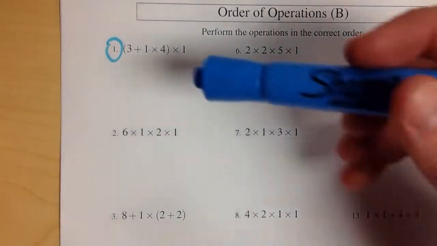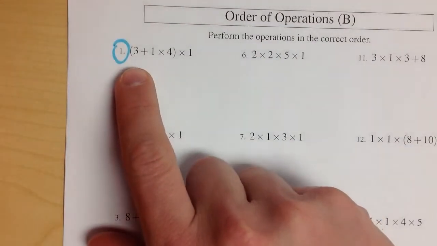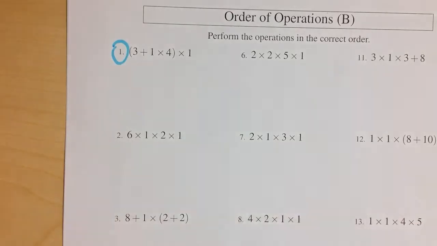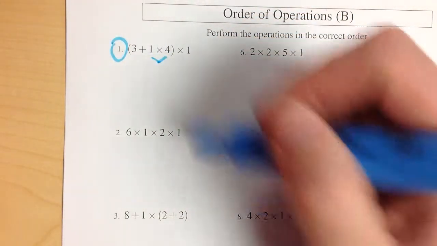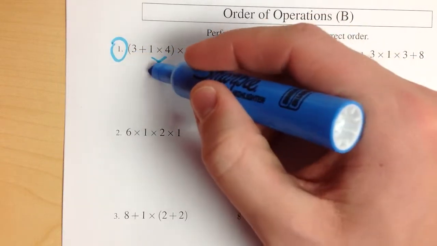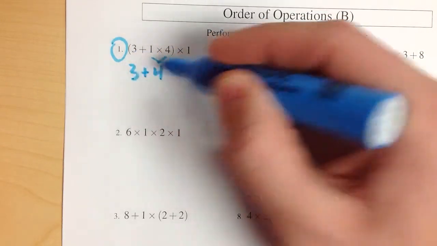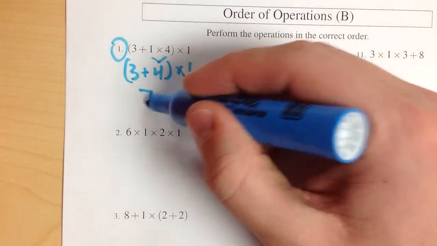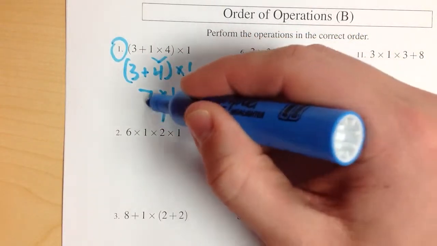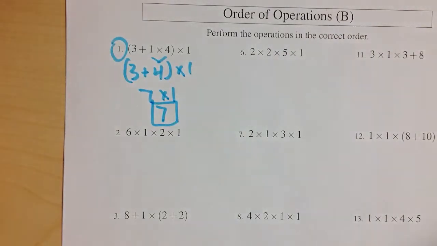With number 1 on group 1, you can see in parentheses is 3 plus 1 times 4, and then times 1 on the outside. So the first thing I'd do is 1 times 4 because I do multiplication before addition. So that would be 4, and I'm left with 3 plus 4 inside parentheses, and then times 1. 3 plus 4 is 7 times 1, so my answer will be 7 there.